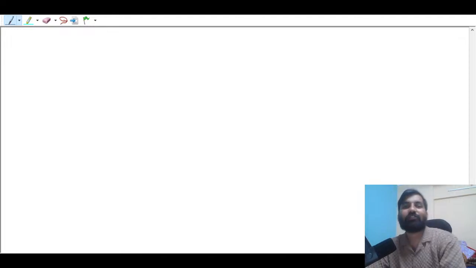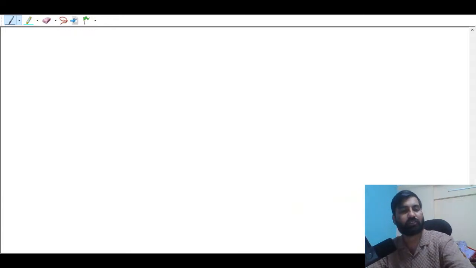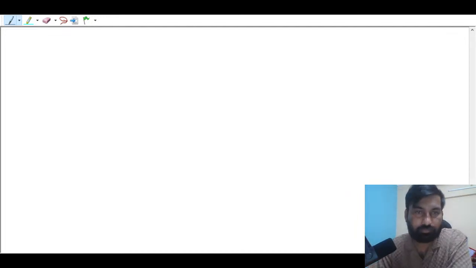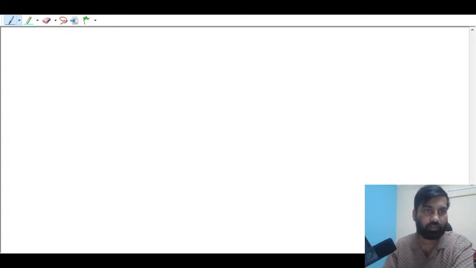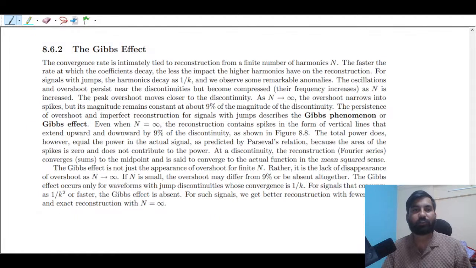And if there is a sawtooth waveform, that is going to exhibit the Gibbs effect. In case of a triangular pulse, it will not show any sort of Gibbs phenomena. Please remember that. And let me put one more part, in fact a complete statement, so you guys can go through this. What is the Gibbs phenomenon? So you can go through this.